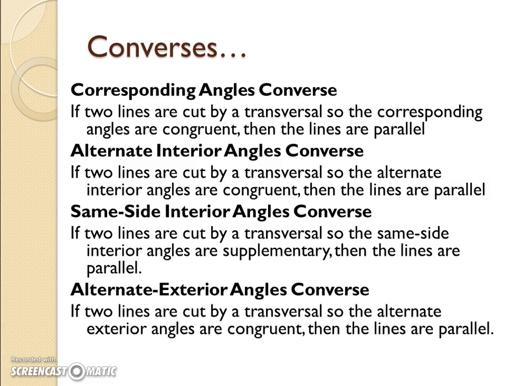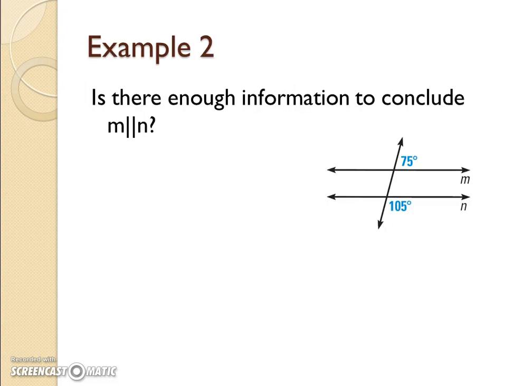So the idea of the converse is that it goes backwards. If we know that they're congruent or supplementary, then we can say lines are parallel. The original way is if the lines are parallel, then they're congruent or supplementary. Linear pair and vertical angles do not work for this because they are in the same group.